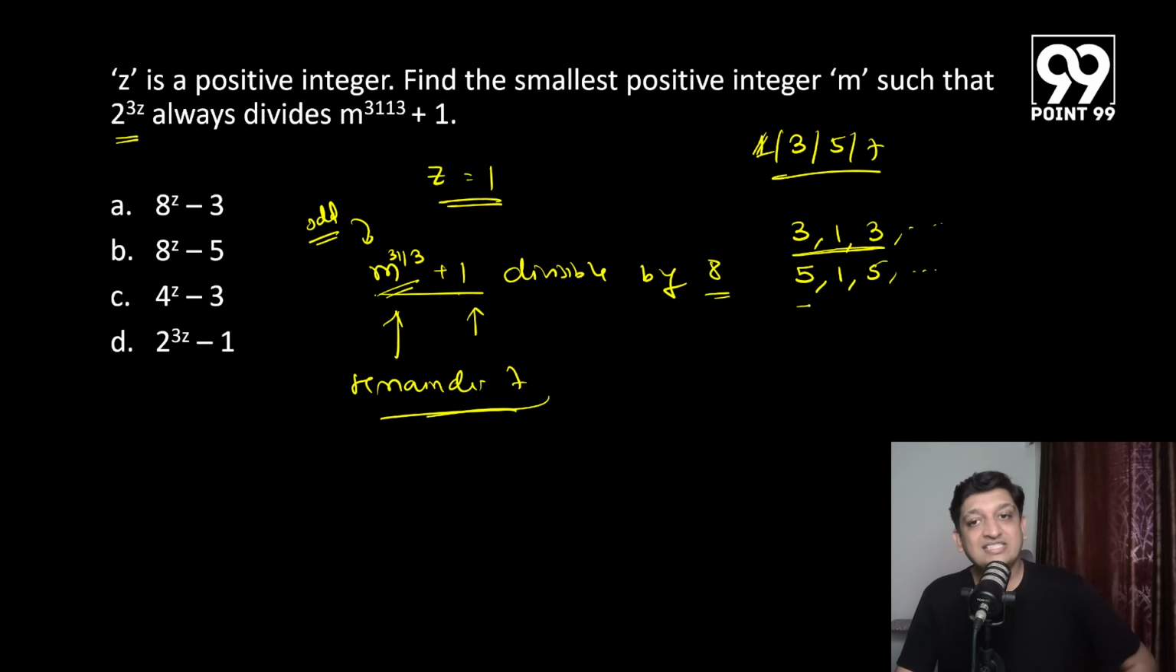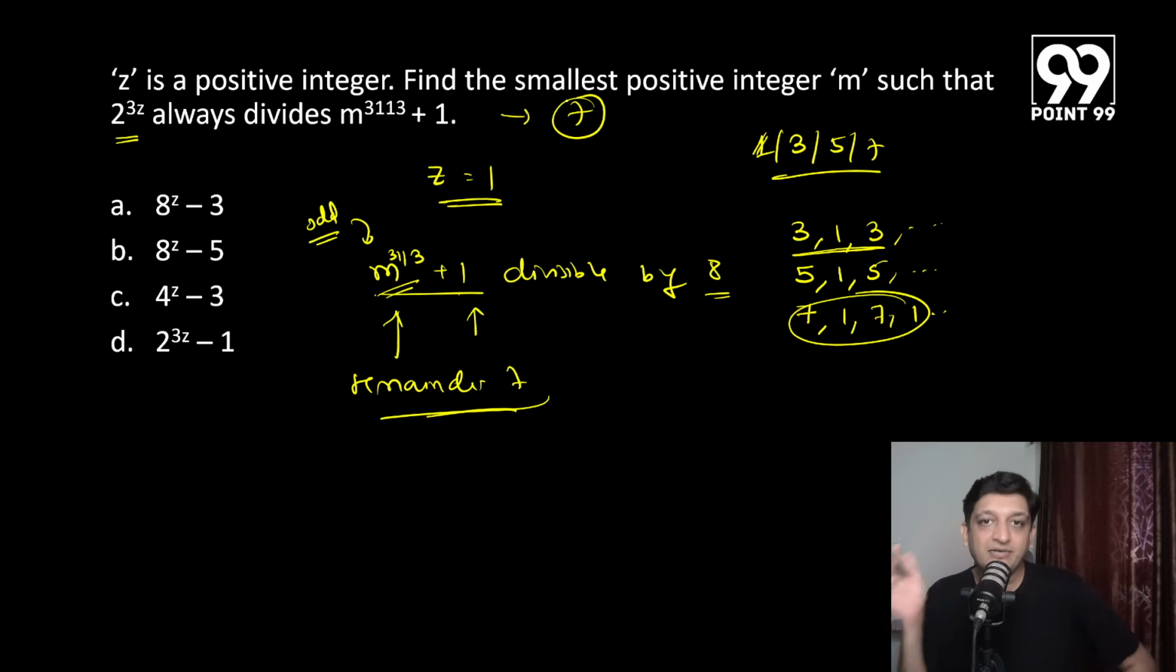What about 7? 7 raised to 1 will give remainder 7. 7 square, 49, divided by 8 will give remainder 1. Then 7, then 1. There is a chance that this might happen. So what we are saying in this context is m has to be equal to 7. That will be the smallest positive integer m, such that m raised to 3113 plus 1 will be divisible by 8. Because this is an odd power and this is an even power, our logic is justified.